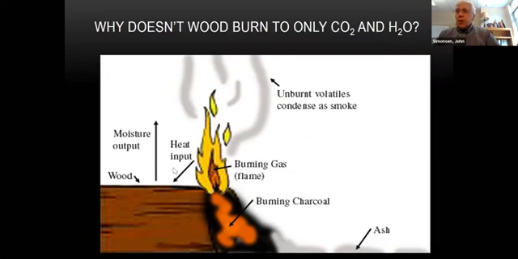So to start a fire, you need heat input, right? First thing that happens is moisture output. First thing that happens is dehydration. And eventually you get a burning flame. You also get unburnt volatiles. You don't burn the whole thing. And you also have burning charcoal. And eventually it goes to ash.